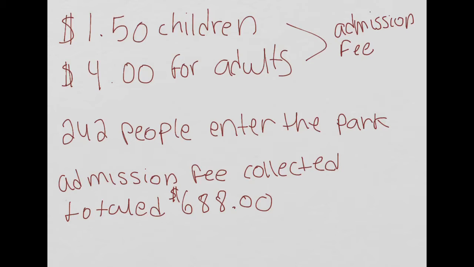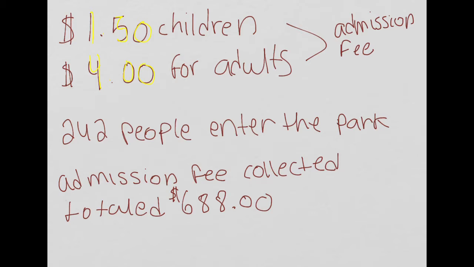The problem reads: the admission fee at an amusement park is $1.50 for children and $4 for adults. On a certain day, 242 people enter the park, and the admission fees collected total $688. How many children and how many adults were admitted? So as we can see, the cost per child is $1.50, and the cost per adult is $4.